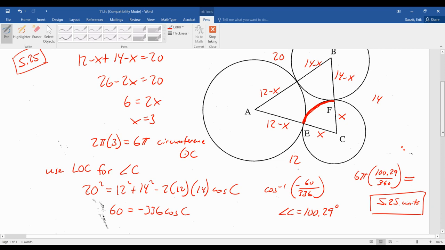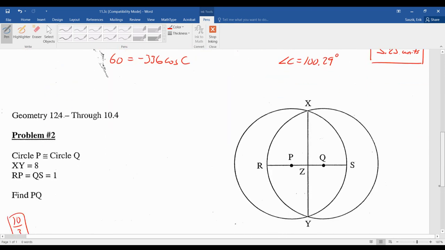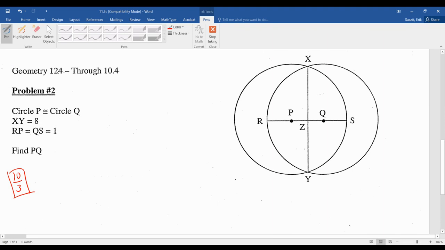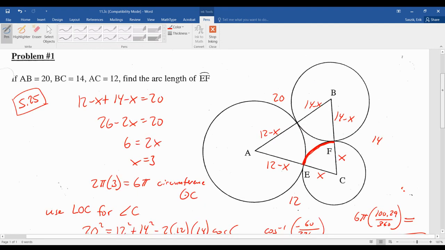Okay, the next one, no calculator at all here. No trig, no calculator needed. Let's go ahead and mark some of this information. We got congruent circles. And, you know, we have XY is 8. That's good to know. RP is 1. QS is 1. I like to draw in some radii, though. Let's try again.